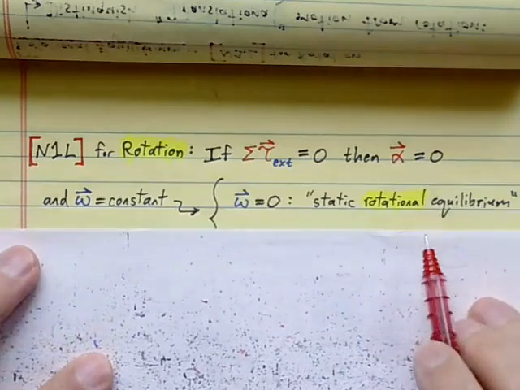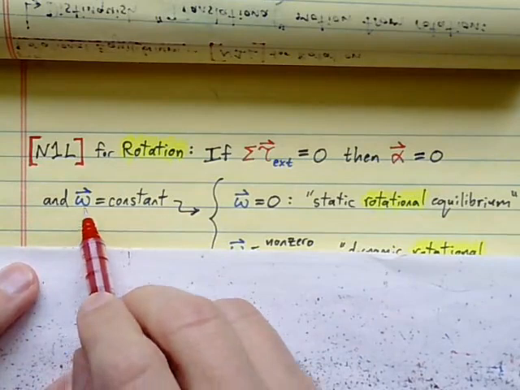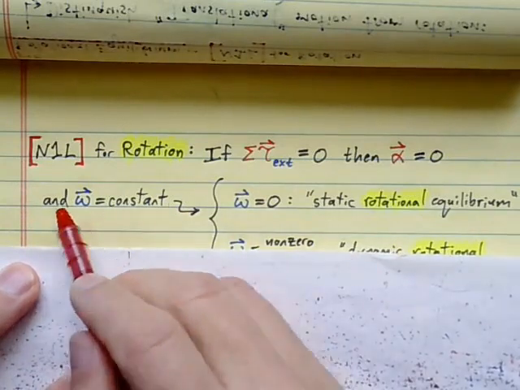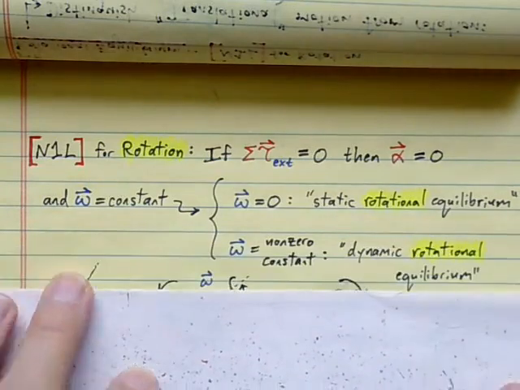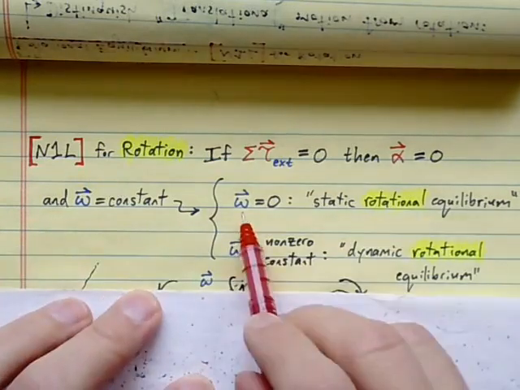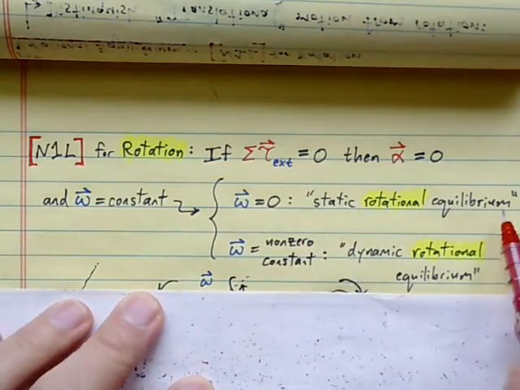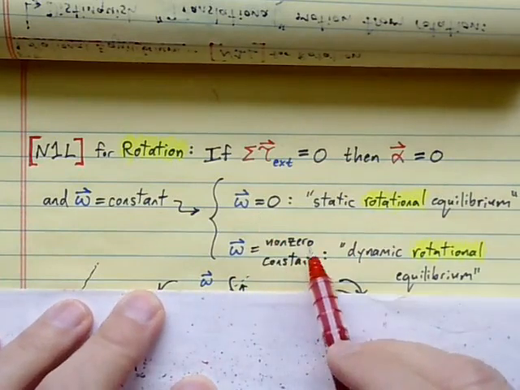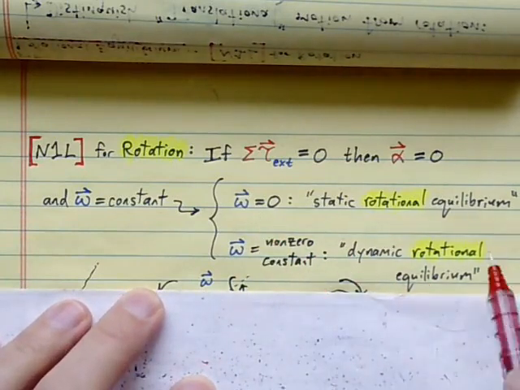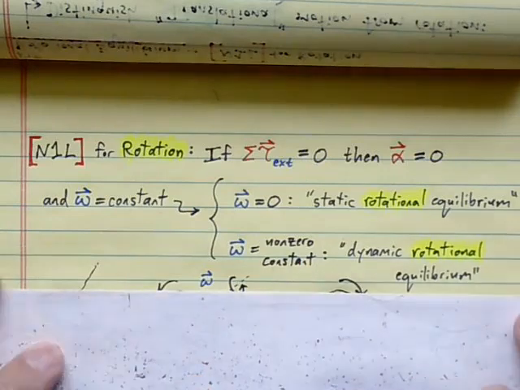So in that case, the angular velocity of the rigid body will be constant. Omega will be constant. So omega here playing the role of the VCM. And then there are two possibilities we identify. Either omega is 0, which we call static rotational equilibrium, so the body is not rotating at all, or omega is some non-zero constant. We call that state dynamic rotational equilibrium, so rotating at a constant rate.